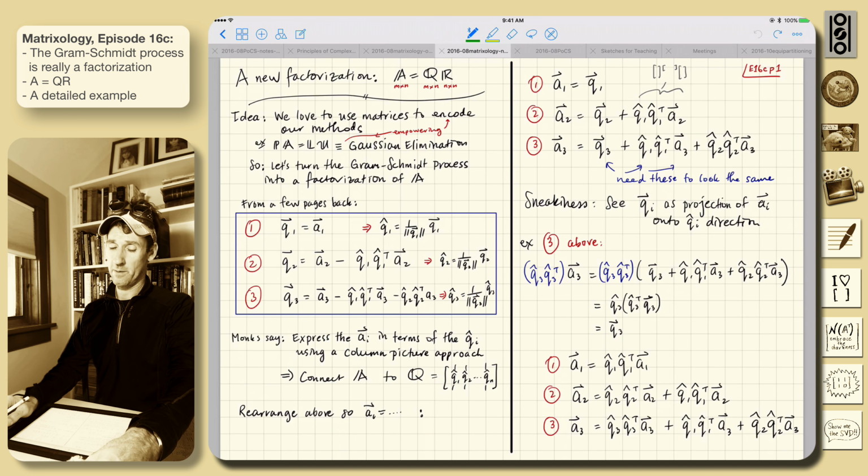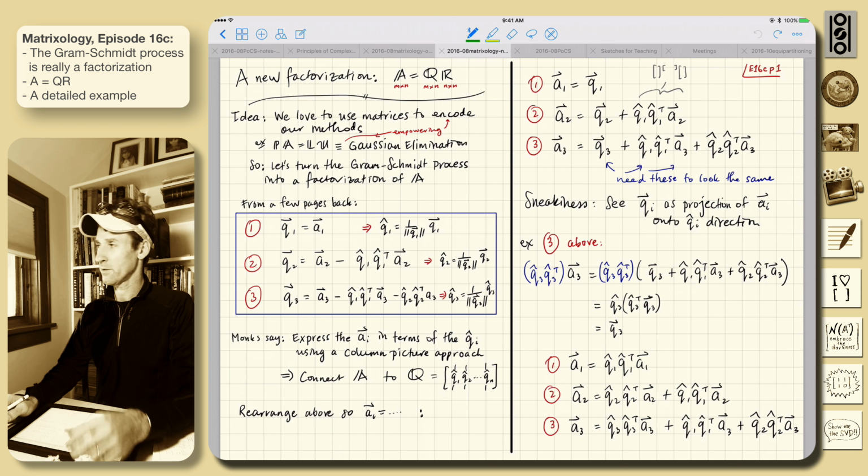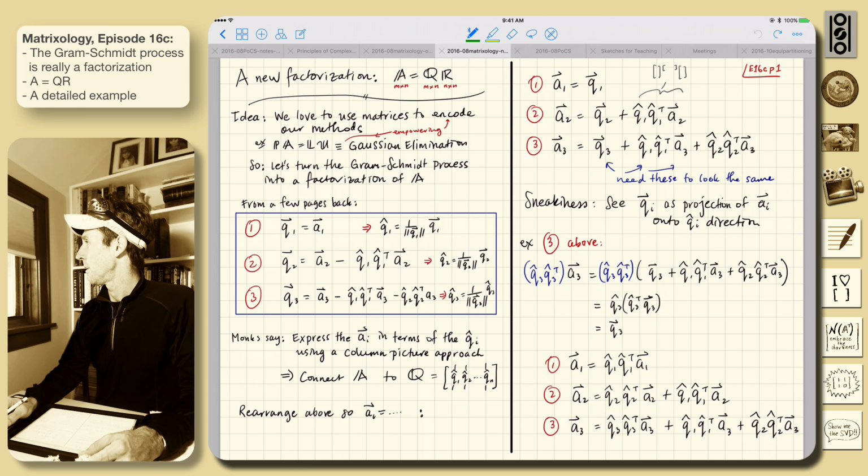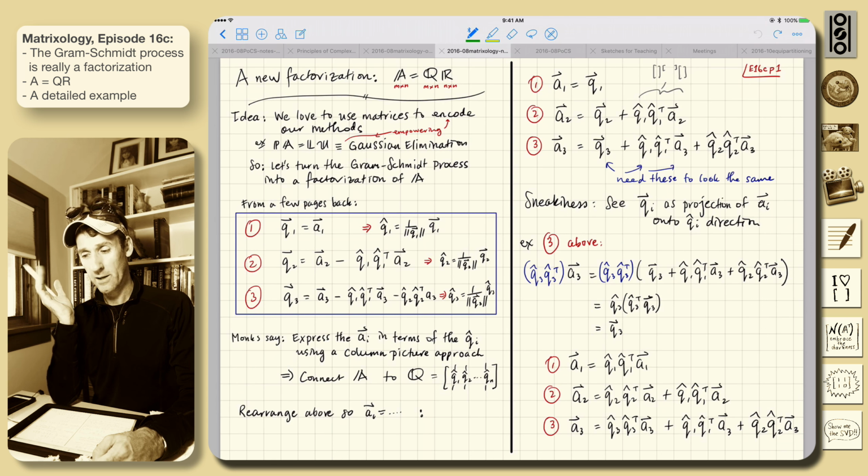Pretty exciting moment here, people. Right, so we're a long way into the course. This is kind of 9/13 or something. And we're about to get our second factorization, right?